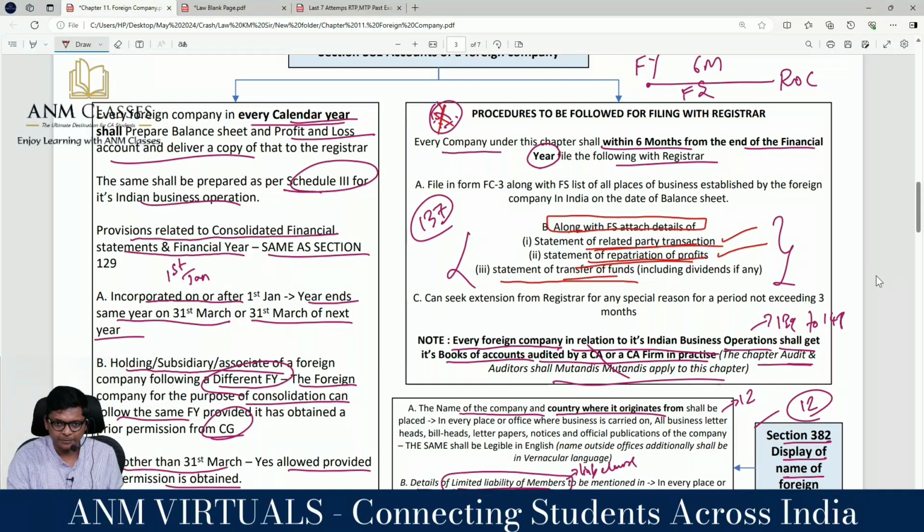Then the financial statement should be filed within 6 months from the end of the financial year, and they have to do audit in India using a CA in India, just like the auditors chapter. This also we saw, guys. Are you able to recollect? Those who are watching the recording, it's okay. Spend 5 minutes, quickly recollect.